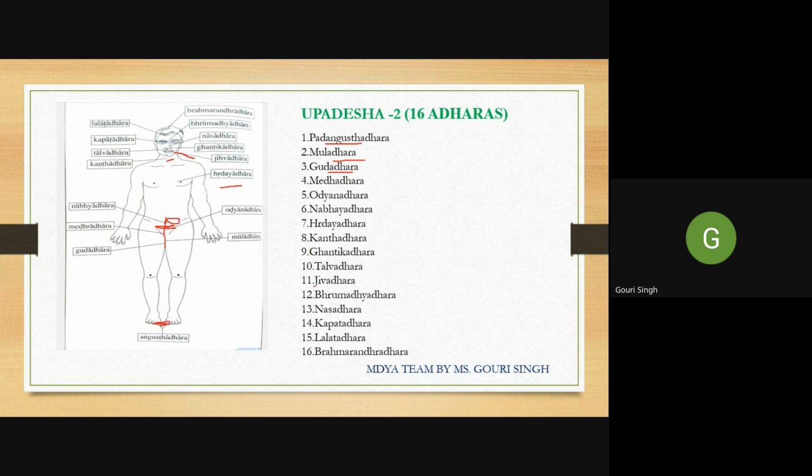If you are able to remember in this way, that is also okay. It is important that you remember all the names, and the sequence is also important. You have to look at the sequence. For remembering purposes, first understand that the Kantha Adhara is the throat area. Then the Talva Adhara, because it is behind the tongue. Then comes your Jiva Adhara, then Bhrumadhya Adhara, then Nasa Adhara, then Kapata Adhara, then Lalata Adhara, and the last one is the Brahmarandra Adhara. In this way, you have to remember.